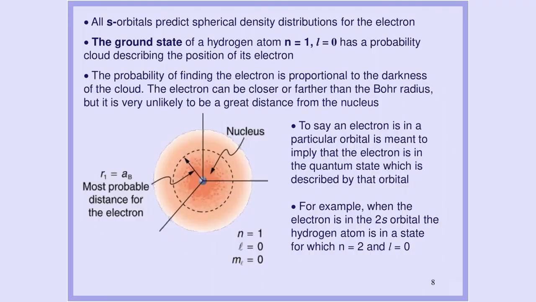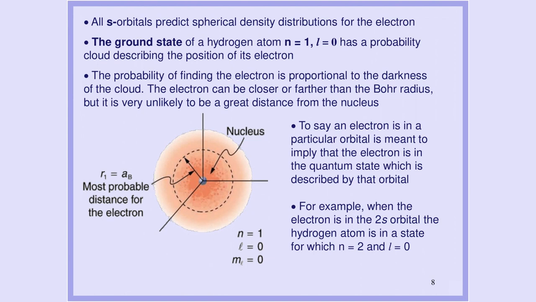All s orbitals predict a spherical density distribution for the electron. The ground state of a hydrogen atom, n equals 1, l small equals 0, has a probability cloud describing the position of its electron.